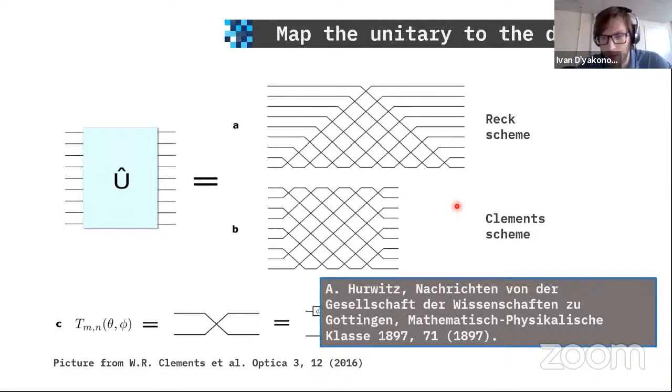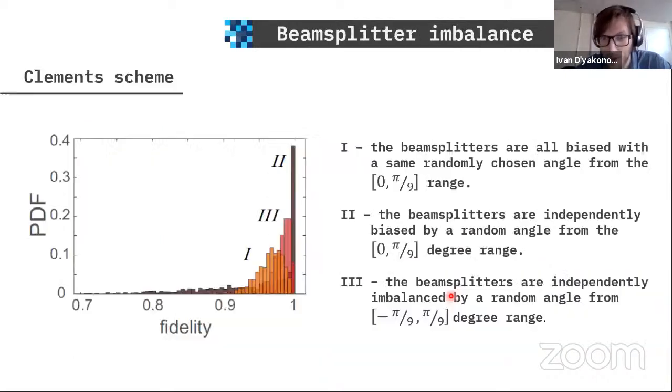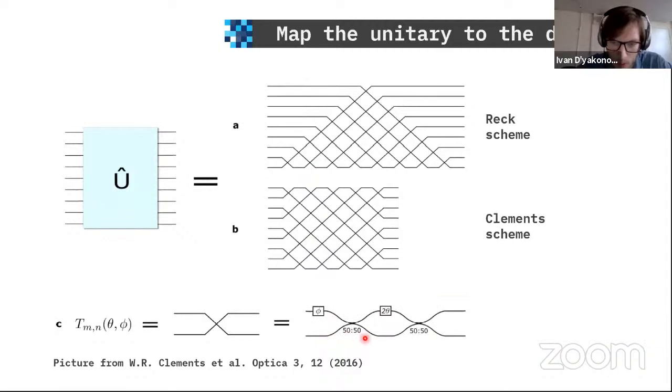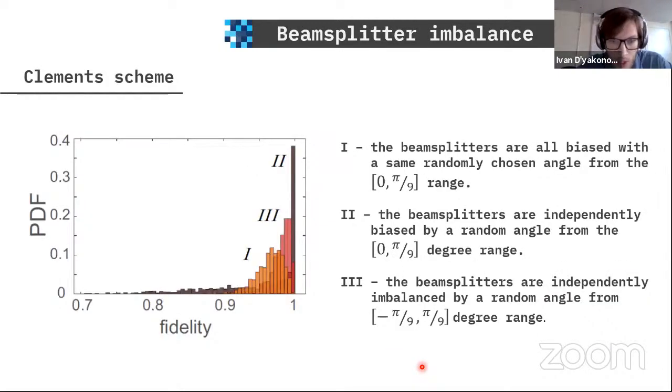So yeah, maybe we can find something else. The problem with these decompositions is that once the Mach-Zehnder interferometer doesn't have balanced beam splitters inside, the quality of operation strongly diminishes. Here we have an example of how these schemes, particularly the Clements scheme, work when we bias the beam splitters composing the Mach-Zehnder interferometer.